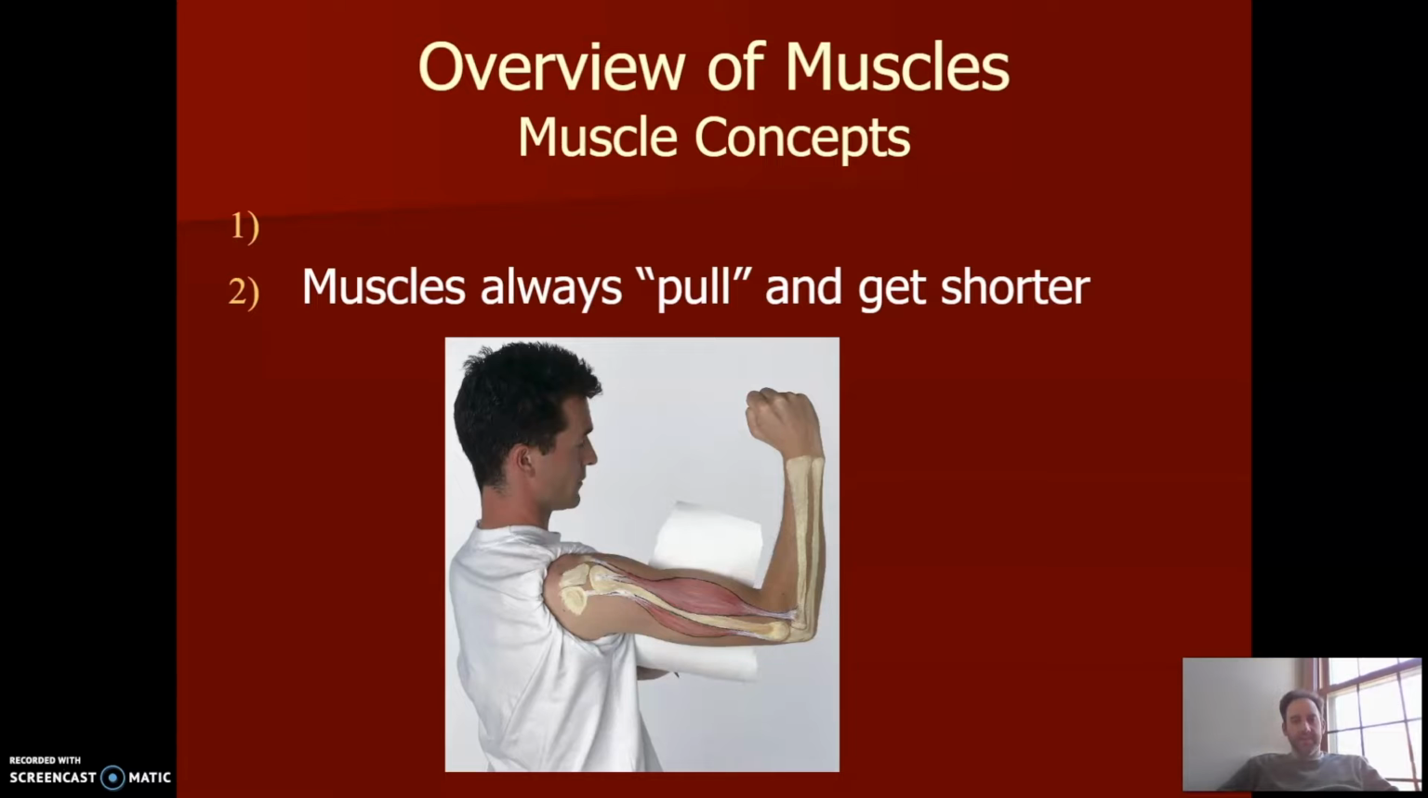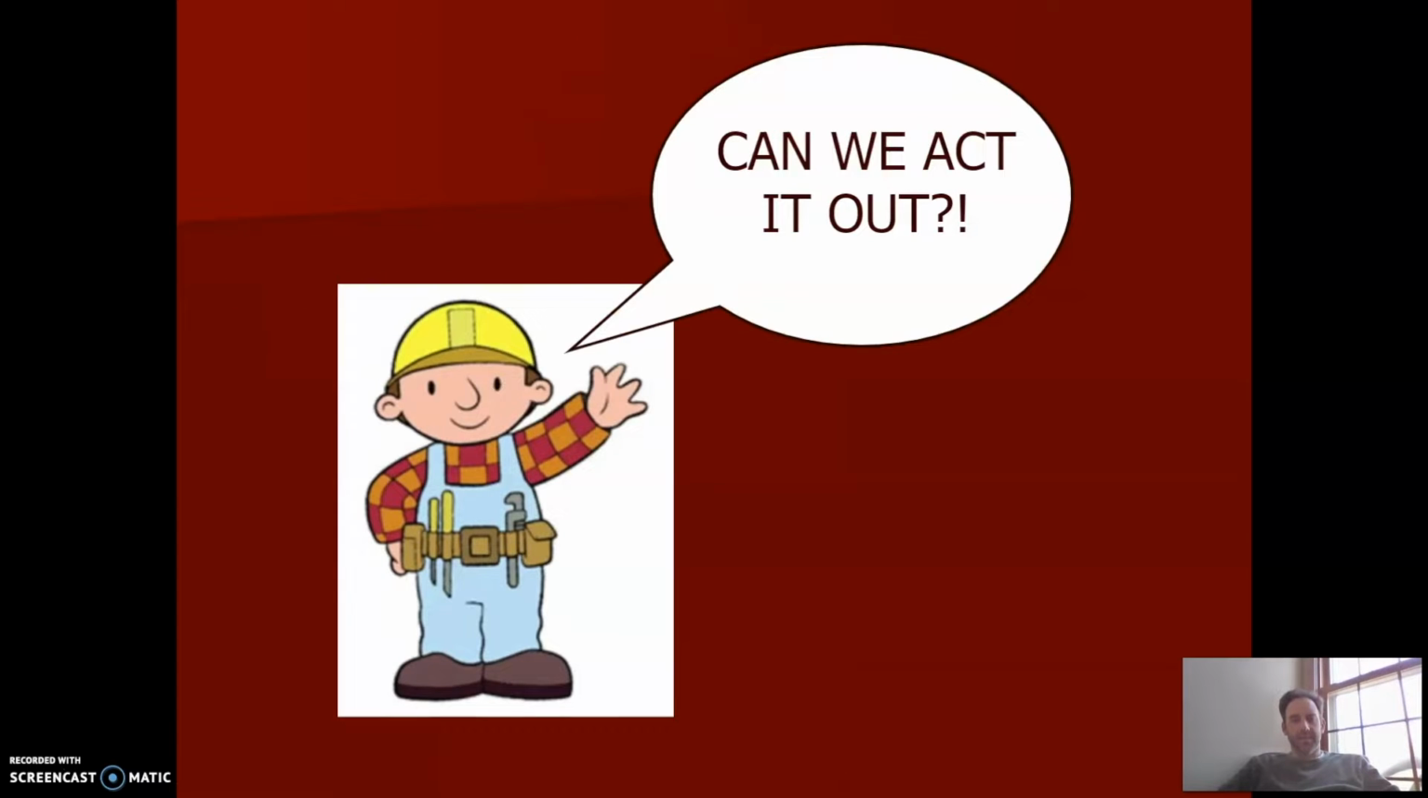So muscle concept 2 is that muscles always pull and get shorter. And so can we act that out? Kind of. You can do this at home. You can play along with the video. So let me play the video and kind of show what I mean about how muscles always pull and get shorter. So muscle concept 2 is that muscles only pull and get shorter.